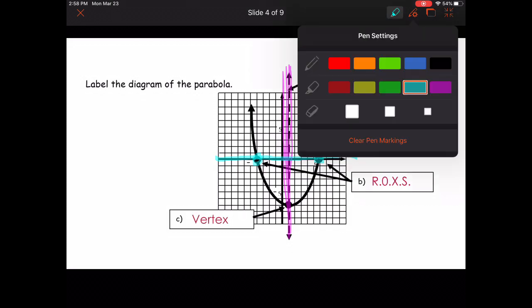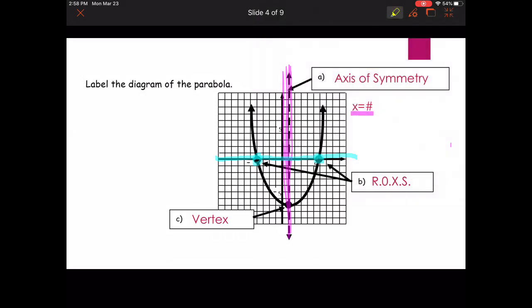Third thing we're going to look at is our vertex. Remember, that is the point where our axis of symmetry passes through our function. And it is always written as a point, x comma y.